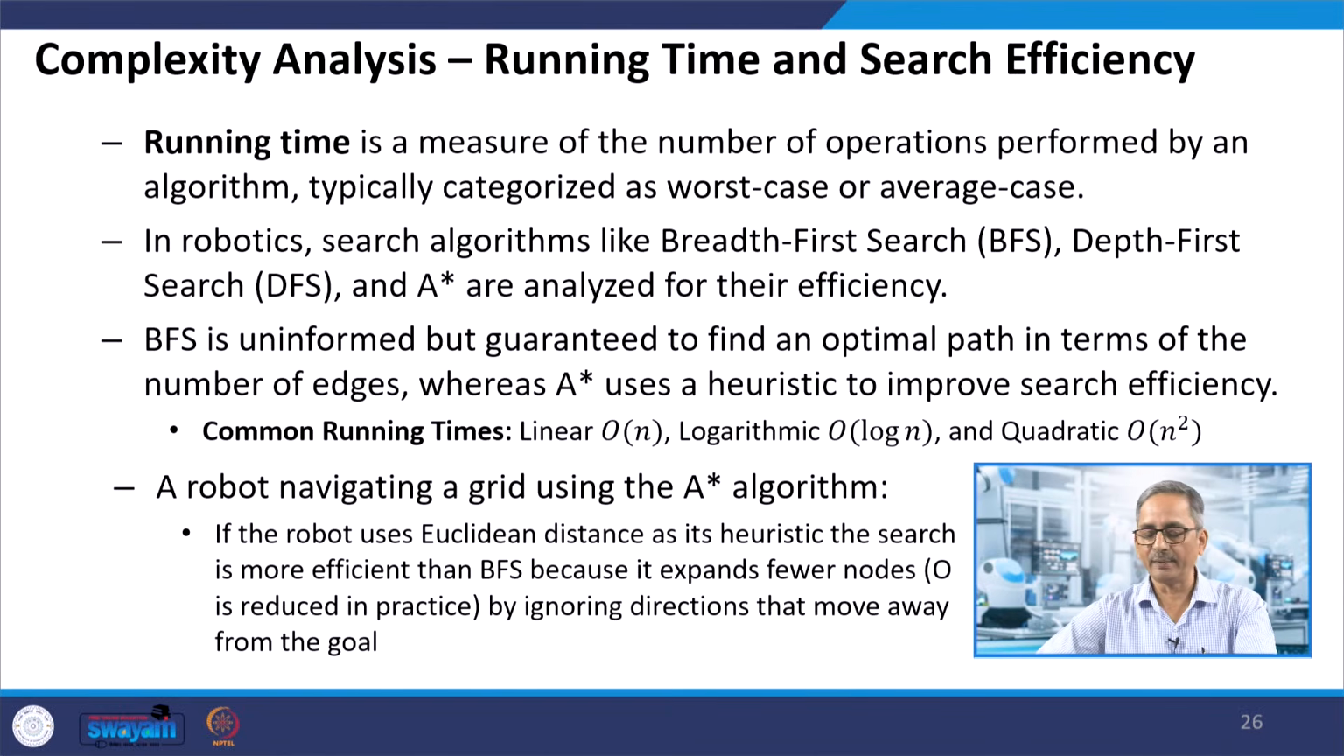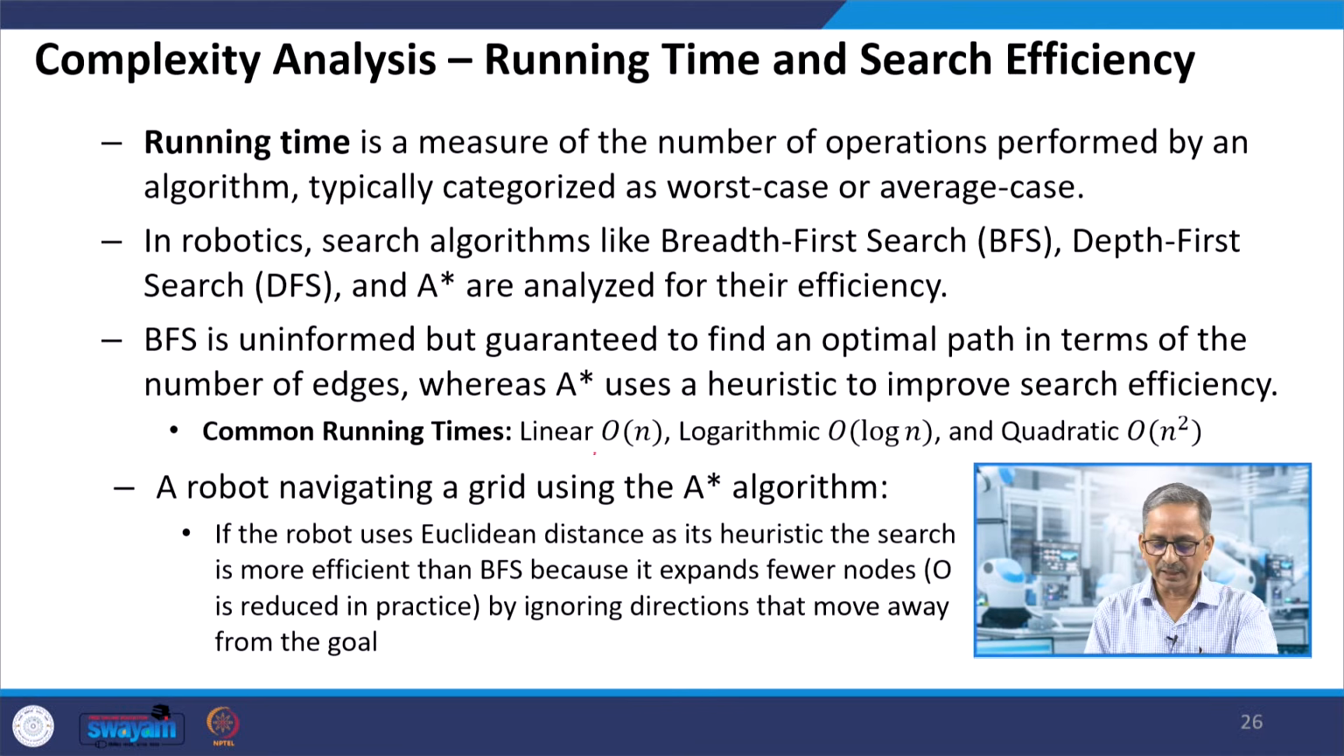Running time is a measure of the number of operations performed by an algorithm, typically categorized as worst case or average case. In robotics, search algorithms like breadth first search, which we have just seen, as well as depth first search and A star are analyzed for their efficiency. A star I have not discussed here, but we will be taking it up in a later lecture. BFS is uninformed but guaranteed to find an optimal path in terms of the number of edges, whereas A star uses a heuristic to improve the search efficiency.